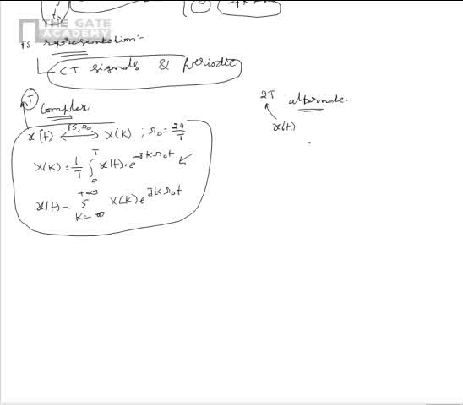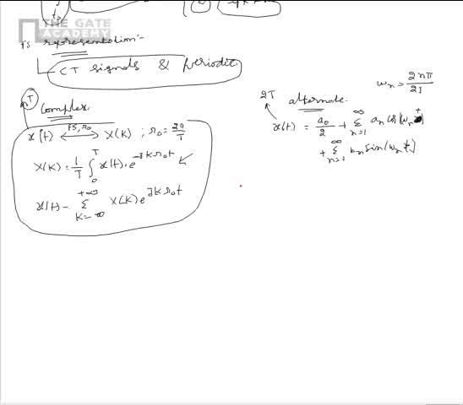In this case, the given signal x of t can be written as a0 by 2 plus sigma n equal to 1 to infinity an cos omega nt plus sigma n equal to 1 to infinity bn sin omega nt. Please note that here omega n is equal to 2n pi divided by 2t. This is the synthesis equation.